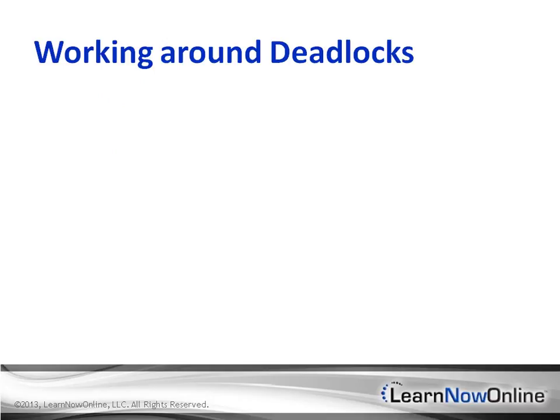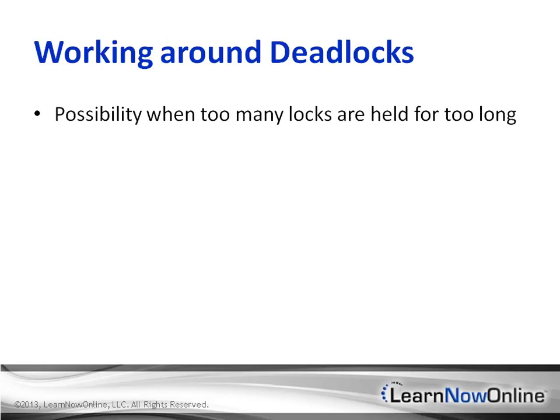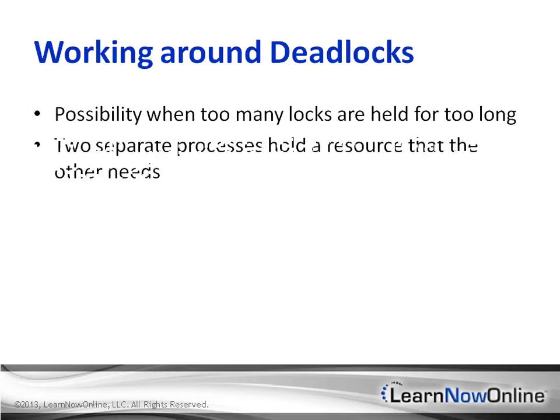One very serious situation that you might encounter is something called deadlocks. Deadlocks are possible when too many locks are held for too long. And specifically, a deadlock occurs when two separate processes each hold a resource that the other process needs. Each process waits to free the resource that it's holding until the other resource becomes available.